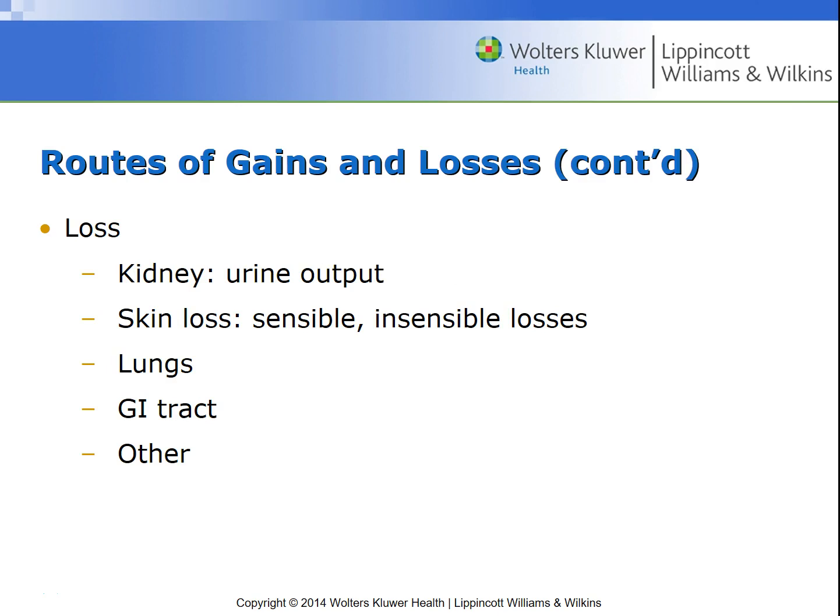So for loss, this could be due to the kidneys, which is basically you urinating. What goes in must come out. It also could be through skin loss, which is either sensible or insensible. This is mostly you being outside and sweating. Fluid is going to be excreted, and that's how you lose it. It can be through the lungs, which is you inhaling and exhaling and losing moisture that way. It can be through the GI tract, which is either through diarrhea or as waste is being passed, it will draw fluid to help pass it, or it will pull moisture and you'll lose it that way.